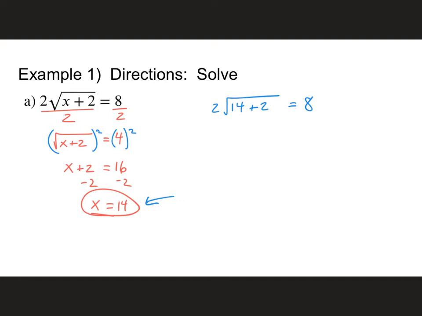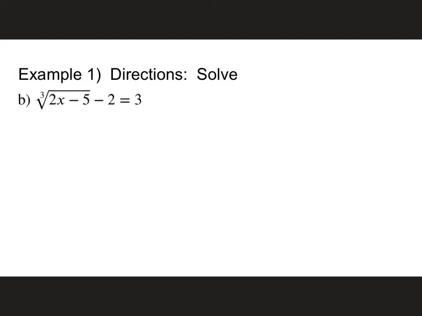In this particular problem, we'll have 2 times the square root of x plus 2, but x is 14 we found. So 2 times the square root of 14 plus 2 equals 8. Let's see here, 14 plus 2 is 16. So we have 2 times the square root of 16. The square root of 16 is 4. So we have 2 times 4, and 2 times 4, of course, equals 8. So we can be very confident that our answer of x equals 14 is, in fact, the solution to this equation. Let's try another one.